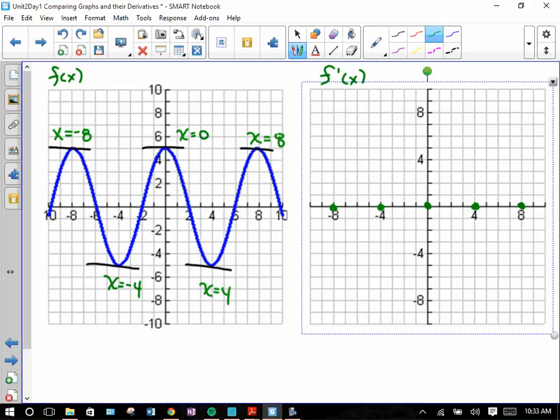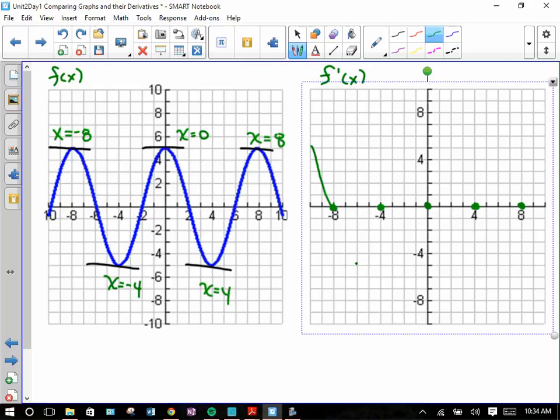So, now, let's look at this. From -10 to -8, the slopes are positive, correct? So I know that from -10 to -8, my slope is going to be positive, and I have to start positive and come down here. Alright? From -8 to -4, my slopes are what? Negative. So I know that the slope is going to need to be negative here.